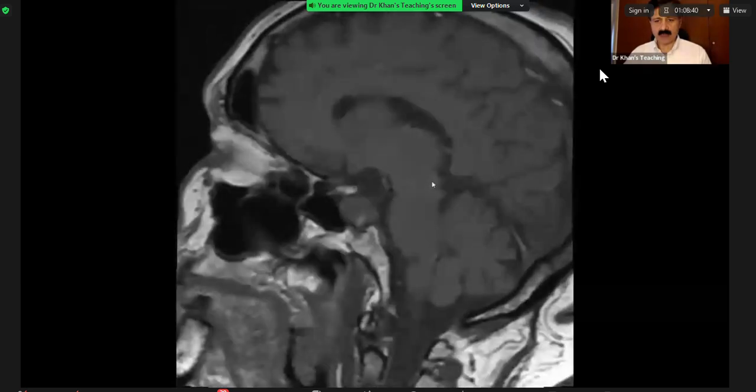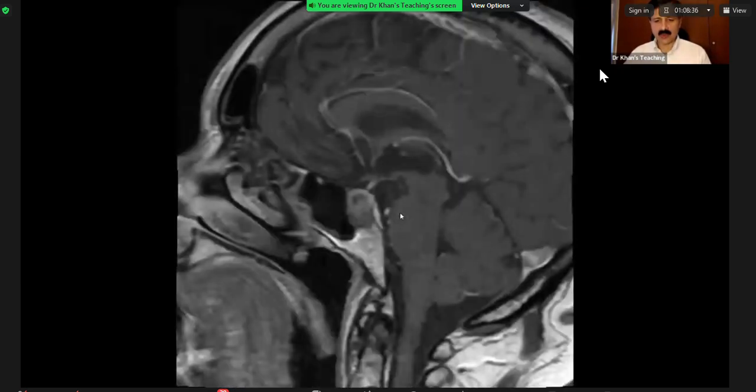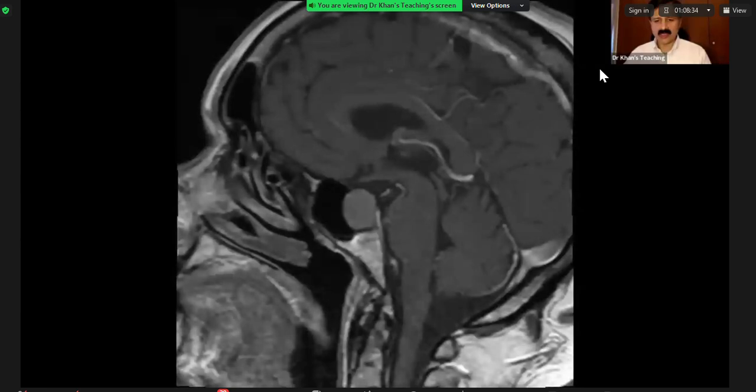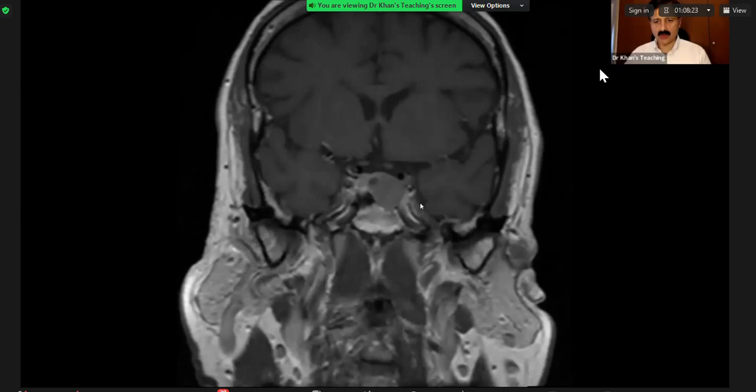And on MR, again, you can see that this was a macroadenoma on one side, and it is causing a bit of expansion of the bone and is extending into the sphenoid sinus, but just on one side, not on the other side.